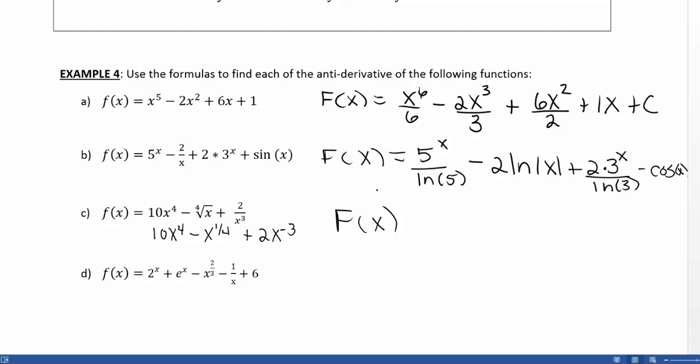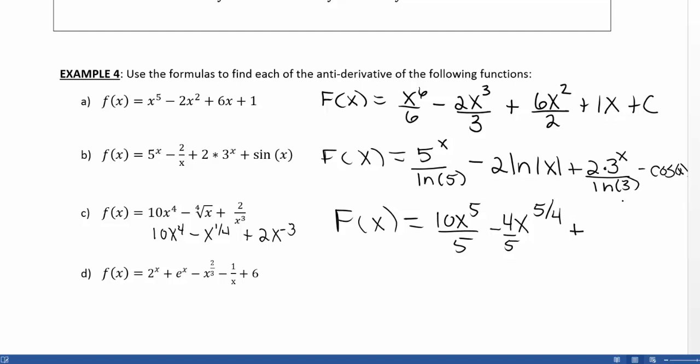So my first term is going to become 10x to the 5th divided by 5. So again, add 1 to the power, divide by the new power, minus, same thing for the second part. We're going to add 1 to the power. So we're going to end up with x to the 5/4 divided by 5/4. But if you divide by 5/4, that's the same thing as multiplying by 4/5. That's the reciprocal.